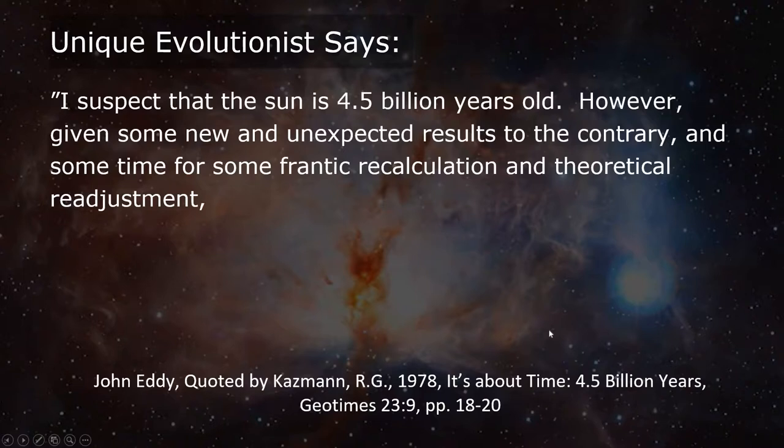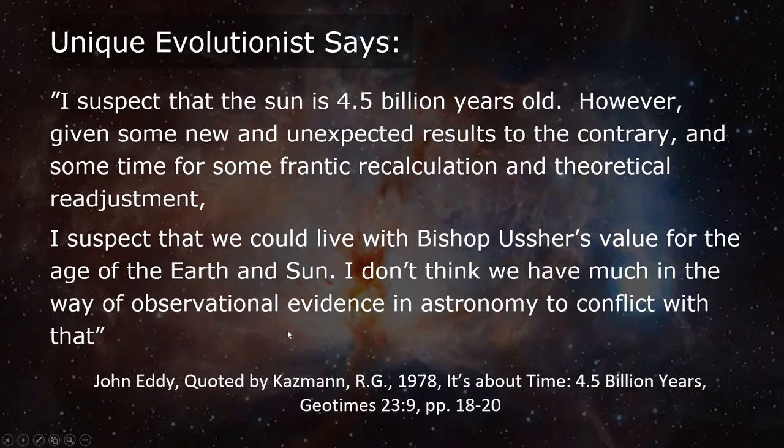A unique evolutionist said this, I suspect that the Sun is 4.5 billion years old. However, given some new and unexpected results to the contrary, and some time for some frantic recalculation and theoretical adjustment, I suspect we could live with Bishop Usher's value for the age of the Earth and Sun. I don't think we have much in the way of observational evidence in astronomy to conflict with that. What he's saying is he could live with the 6,000 years because we don't have anything to refute it.